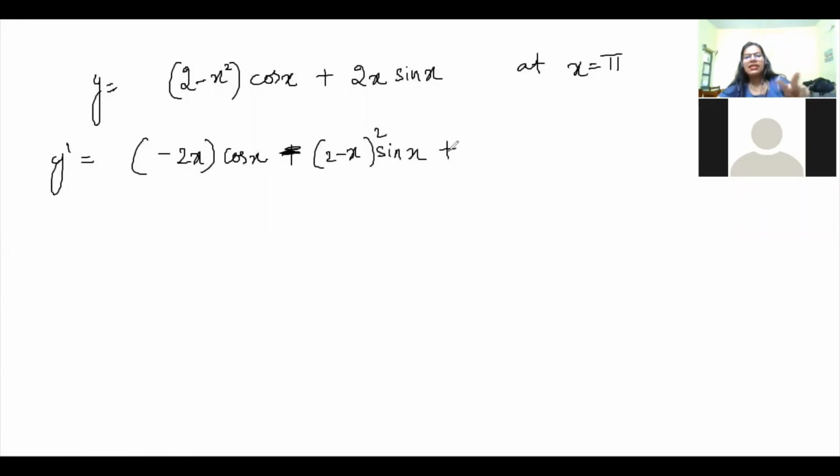Then this is actually the product formula over here. Oh, I didn't mention the product formula, right? So what is the product formula? You take the first one, then derivative of the second, plus the second into derivative of the first. Then you have got 2x sin x. So this becomes 2 sin x plus 2x cos x.